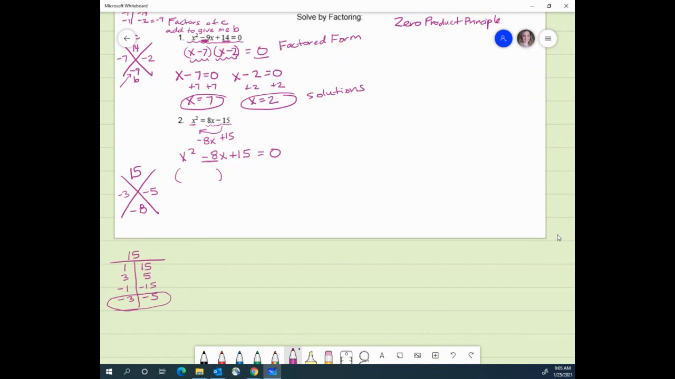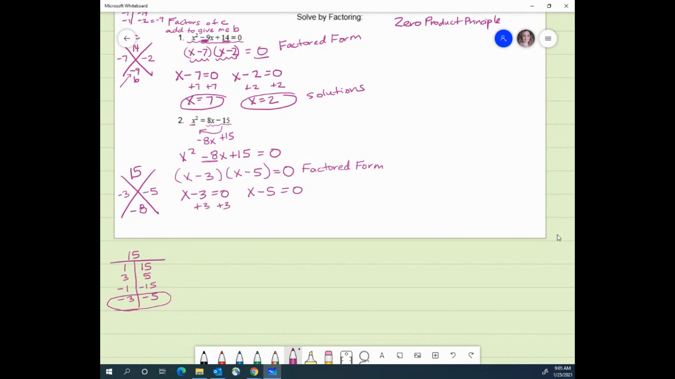So I'm going to write it in factored form. X minus 3, x minus 5 equals 0. All right, I'm going to write that here. Factored form, because on your homework it'll ask you for factored form, so I want to make sure you know what that is. And then from factored form to solutions, split them apart, set them equal to 0, and solve each smaller equation.